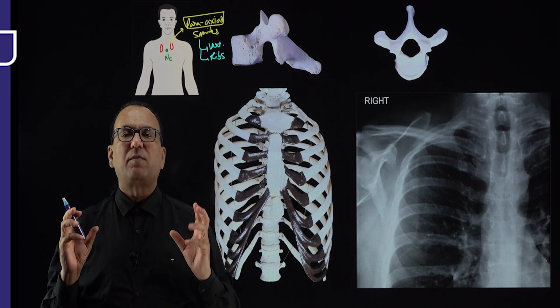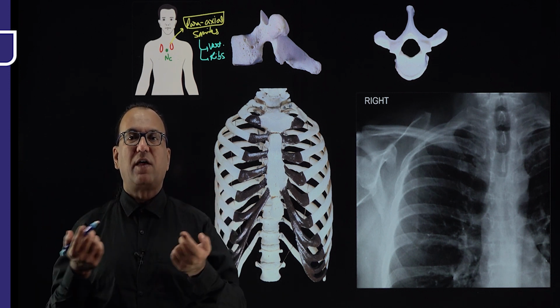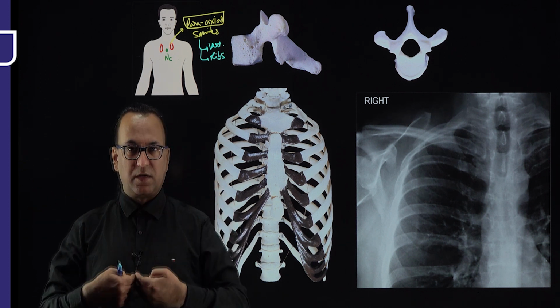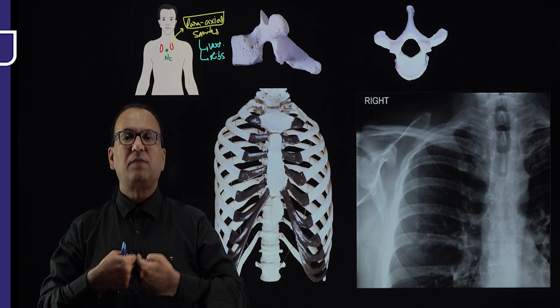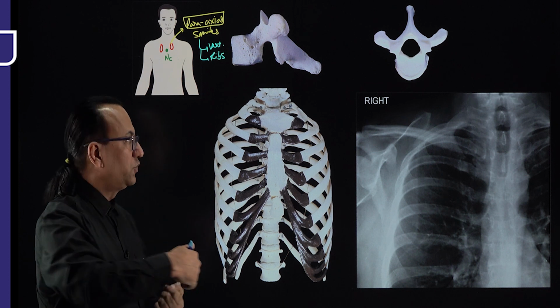In the paraxial mesoderm also we have the somites. The somites will form the vertebra and the ribs. Then what about the sternum? We have to remember that the sternum is developing from the lateral plate mesoderm, which can be shown here.